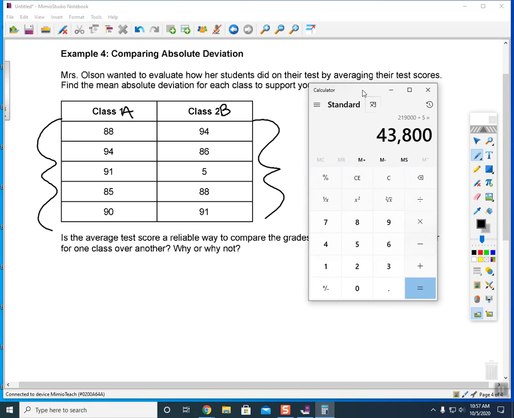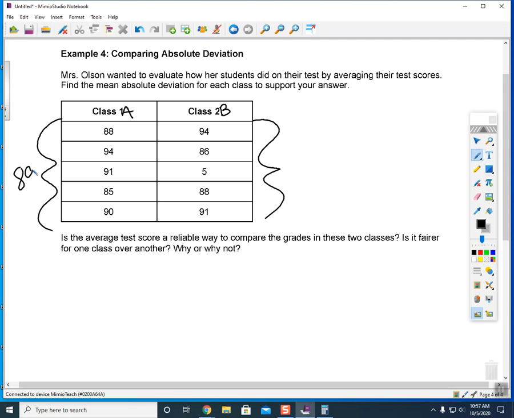Move it over here. Okay. So I've got 88 plus 94 plus 91 plus 85 plus 90 divided by 5. Okay, my average over here is 89.6.